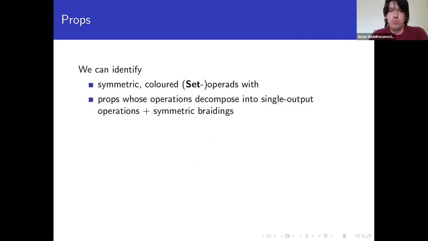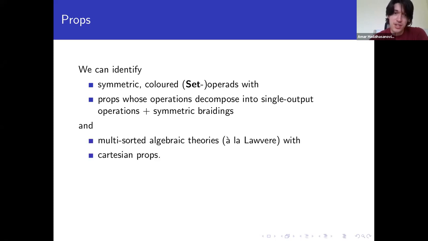So colored props are somewhat more general than other similar gadgets. In particular, we can identify symmetric colored operads with props whose operations can be decomposed into composites of single-output operations, so things that take n inputs and return just one output, together with symmetric braidings. So in an operad we don't have any kind of genuine operations with multiple outputs. We can also identify multi-sorted algebraic theories in Lawvere's sense with props that are Cartesian, meaning that the underlying symmetric monoidal structure is actually Cartesian.